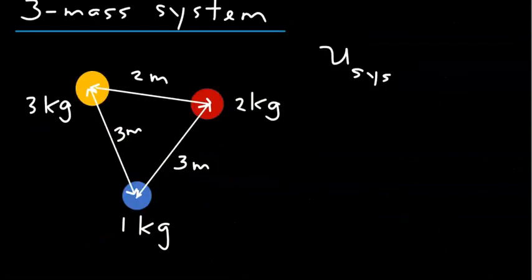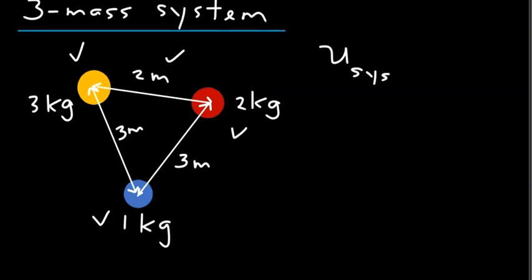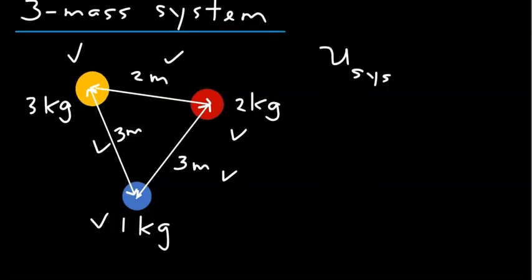Let's look at the following three mass system. So you have 3 kg, 2 kg, and 1 kg masses, and they form the vertices of a triangle. The distances between them are specified, and we are interested in calculating the gravitational potential energy of this three mass system. The way we proceed is by considering two masses at a time. So let's first look at the 3 kg and 2 kg masses.